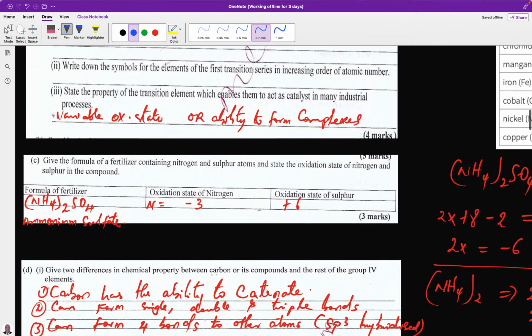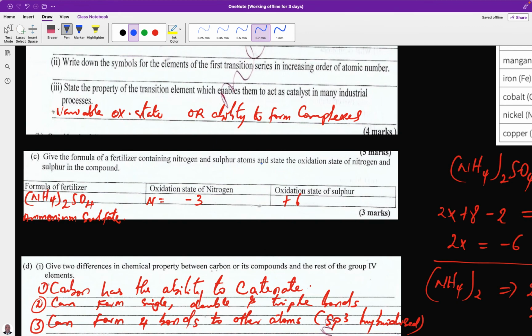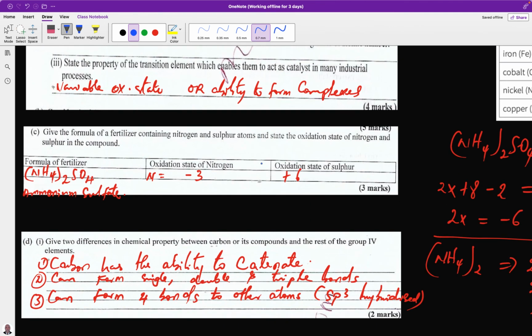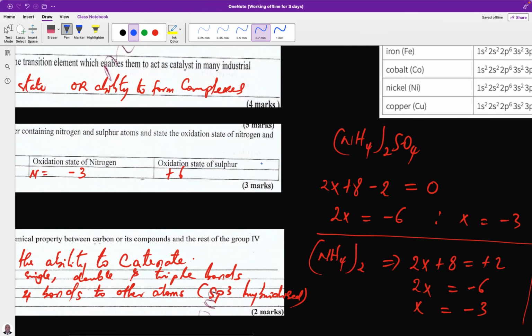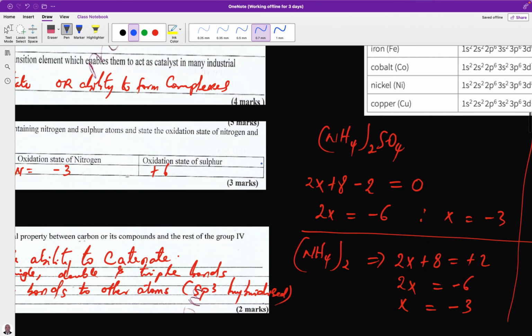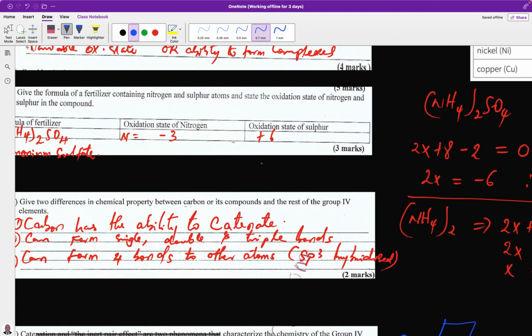Now, give the formula for a fertilizer containing nitrogen. There are many of them, but I was able to come out only with ammonium sulfate. The ammonium sulfate, you can use that to calculate the oxidation number for nitrogen and the oxidation number for sulfur.